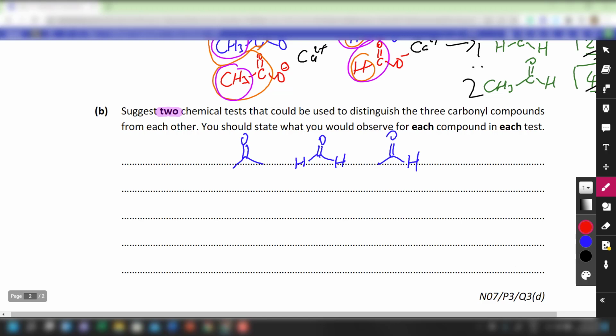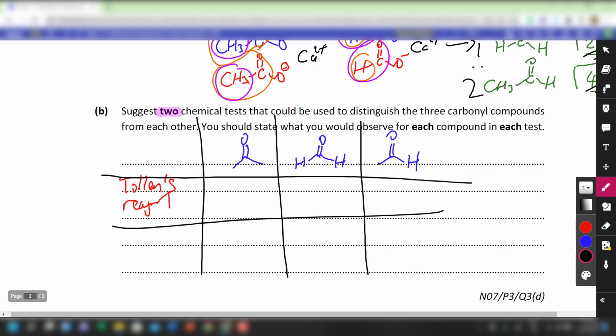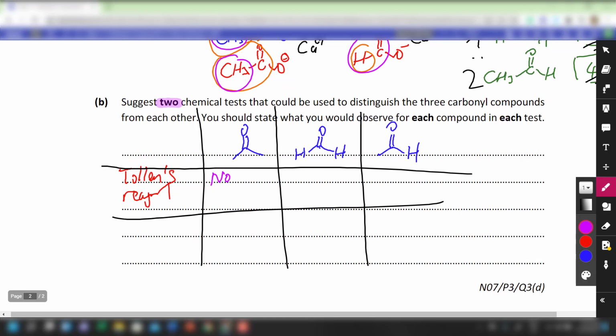So the first test that I would propose is Tollens reagent. This is a silver mirror test. So I'm going to use Tollens reagent. If you want, you can just tabulate like this. For propanone, I will not observe silver mirror, so no silver mirror. But for methanol and ethanol, I will observe silver mirror.